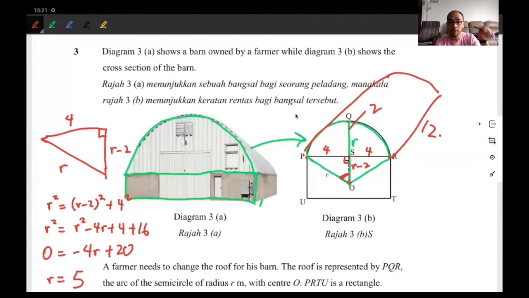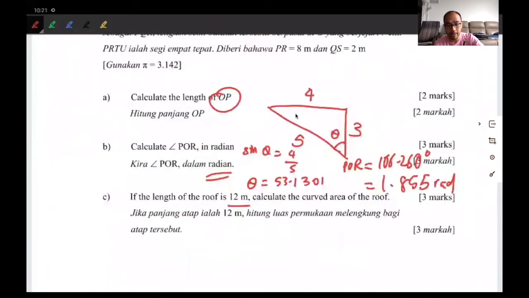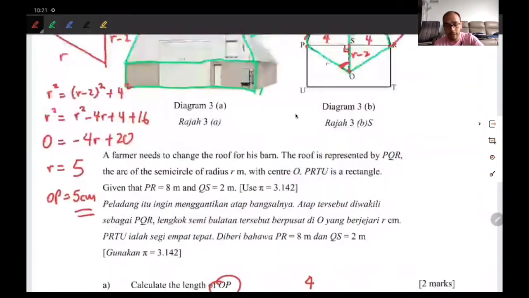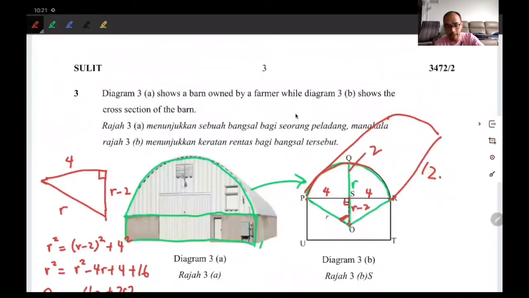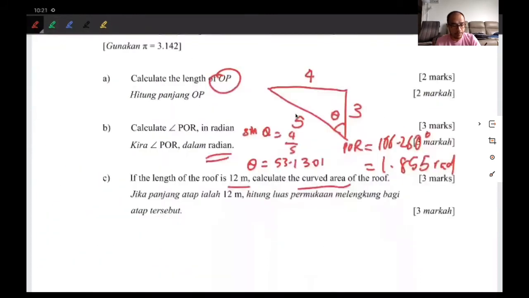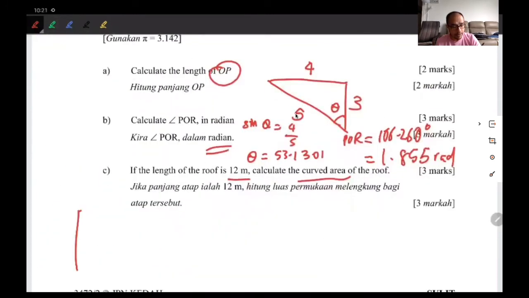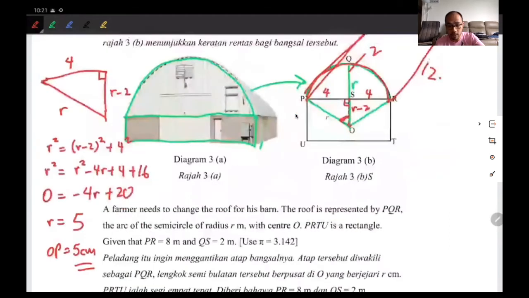They don't tell you that POR is 12. The length of the roof is 12. Okay, so calculate the curve area of the roof. Now the curve area of the roof, this part, if I flatten it, actually it is a square, right? So the curve area of the roof is like this. So this is 12. This is POR. Okay, the length of this POR.